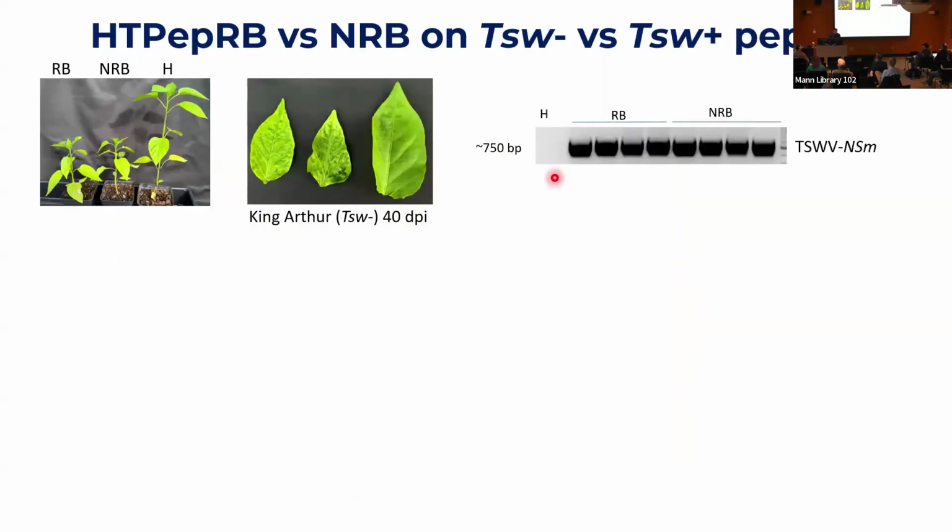And then we took the HT-PEP RB, put it together with the Uvalde non-RB isolate, and then we tried to understand the phenotype better in both resistant as well as susceptible cultivar. Now, as you can expect, both RB and non-RB were able to produce infection in the susceptible cultivar, which we used, King Arthur. And you can see here as well the whole plant showing the disease phenotype. Whereas in the resistant plant, the story was different.